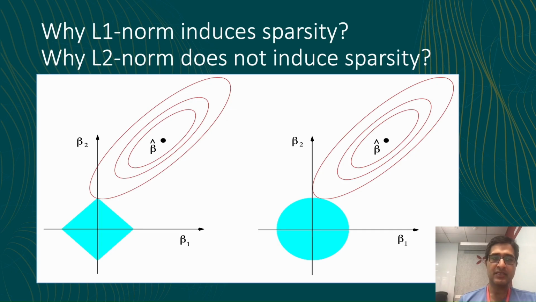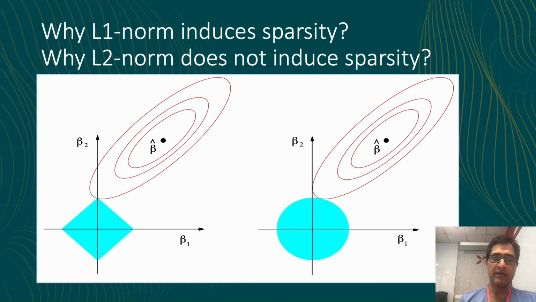Now what you would notice is that the point that gets selected is the one where the isoloss term intersects with the axis. So in this particular case, beta 1 ends up being 0, right?